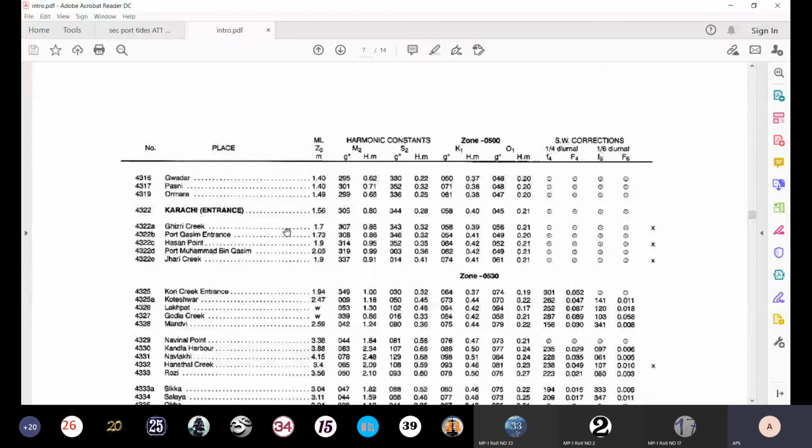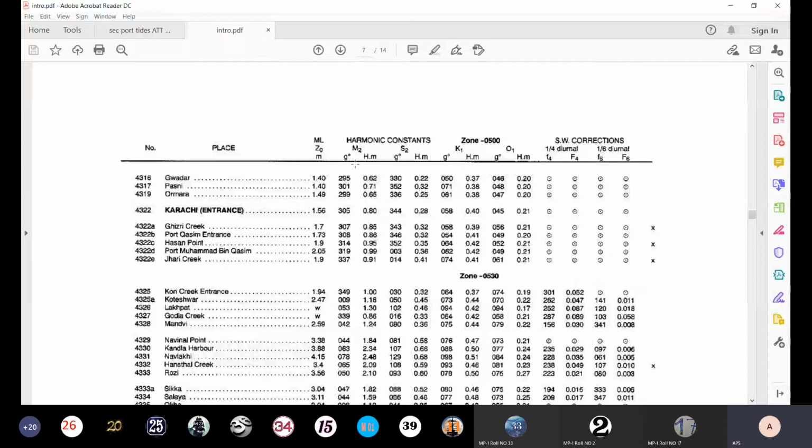Now what all is given in this part 3? Mean level, which is known as Z0 in meters. So Karachi has a mean level of 1.56 meters. That is value of Z0. Harmonic constants are always given as M2, S2, K1, O1. So what does that mean, M2, S2, K1, O1?